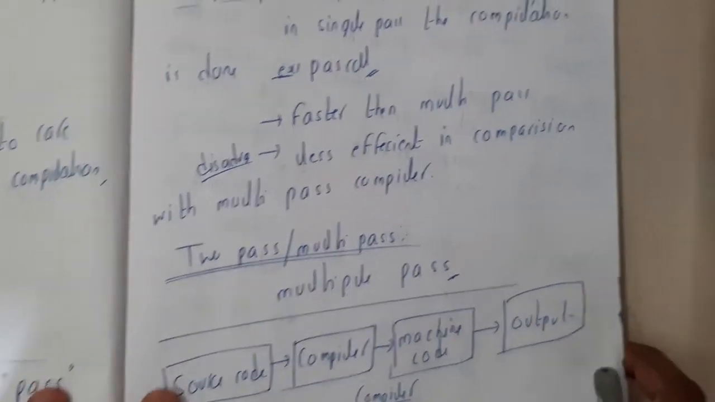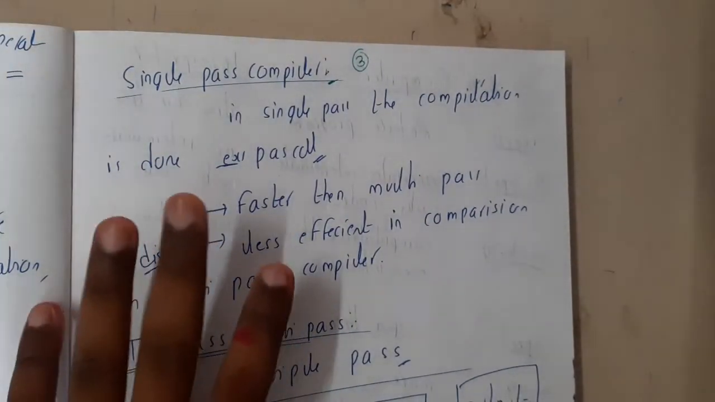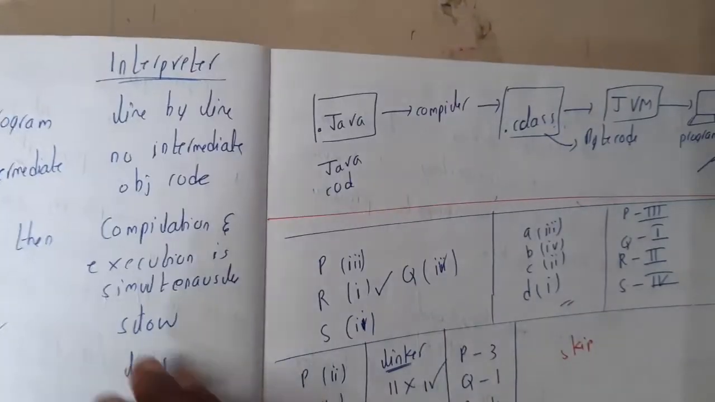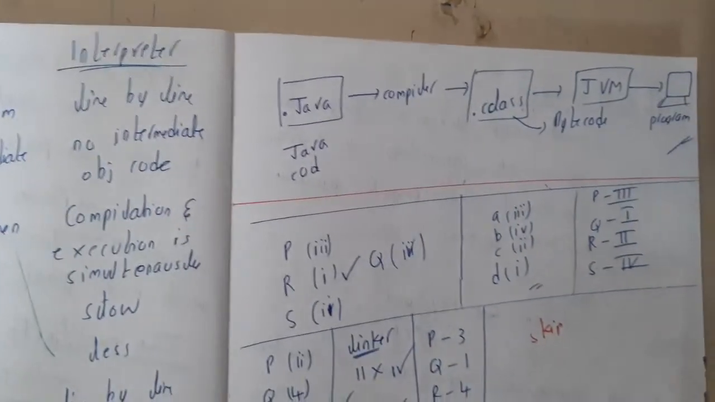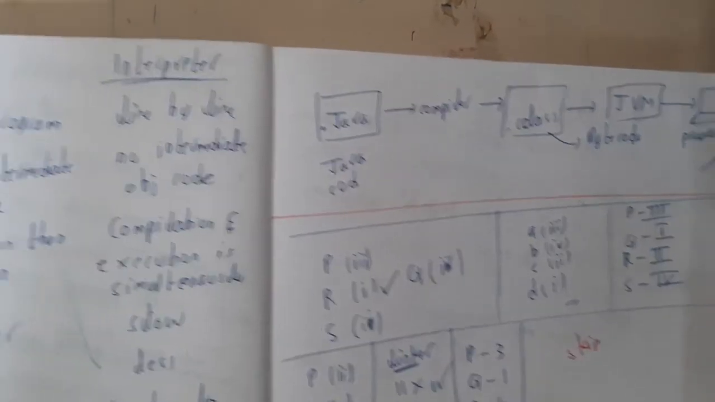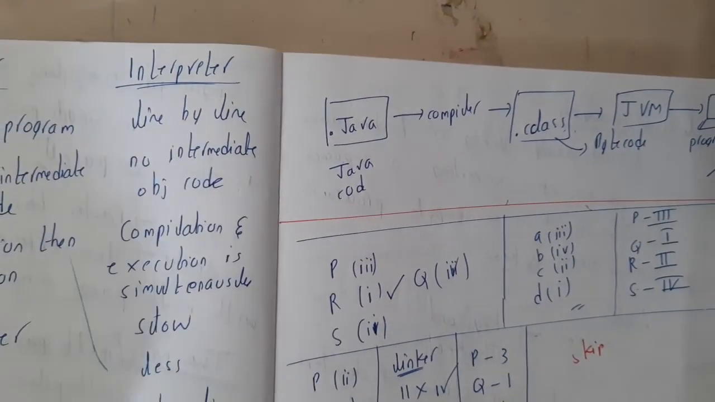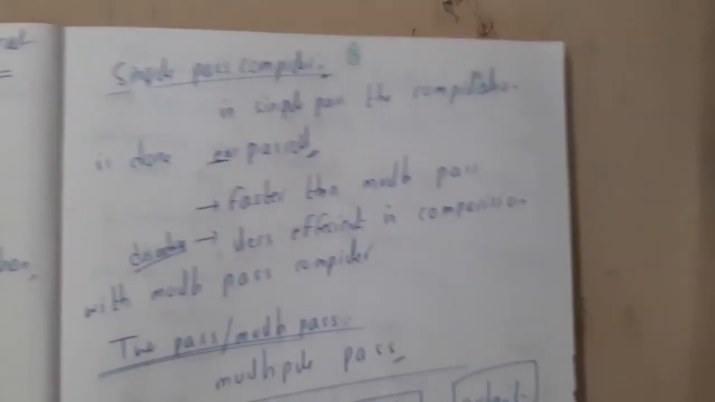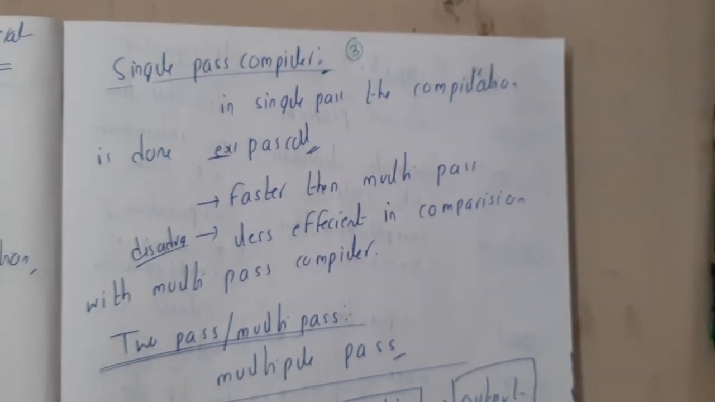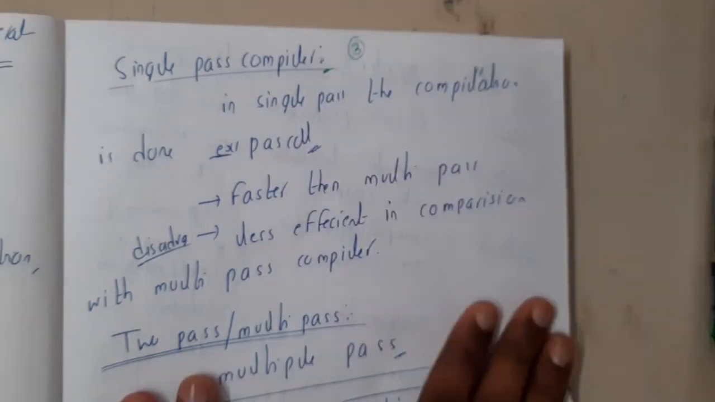So in the next lecture, let us discuss various types of parsers, as well as the difference between compiler and interpreter. In the next lecture only we will be discussing both of them. So let us meet in the next lecture and continue. I hope everyone got a clear idea, right? Okay, so let us meet in the next lecture.